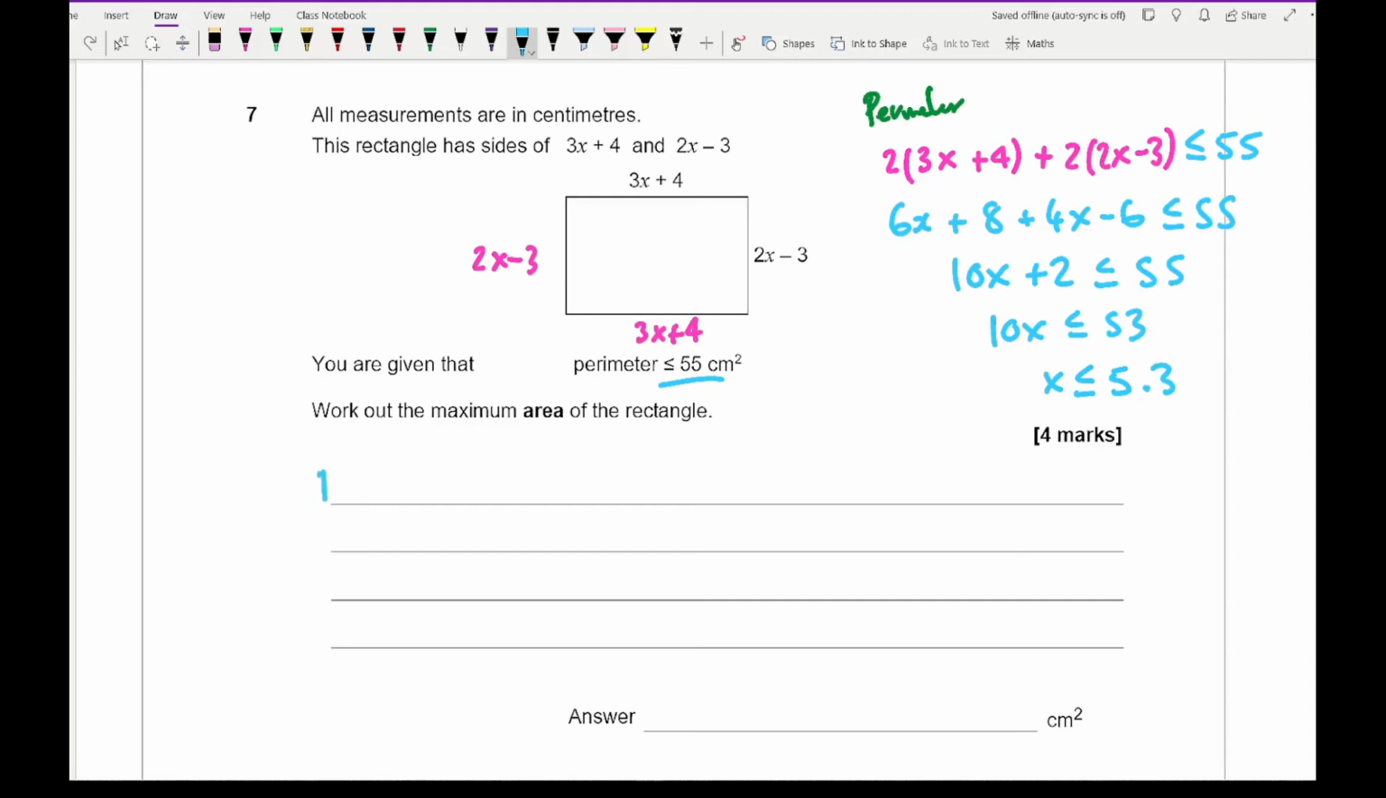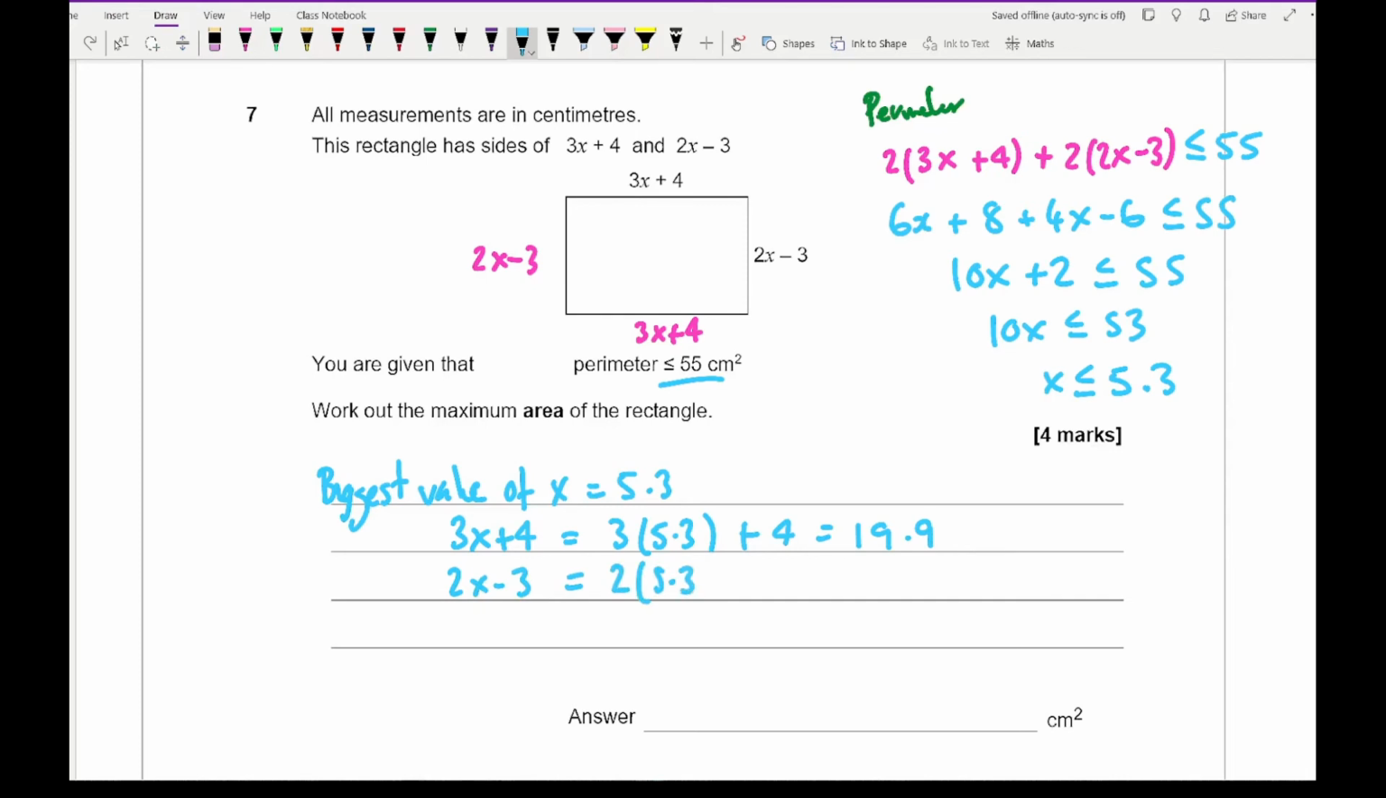So let me just write that down. So the biggest value of x equals 5.3. Now, if the greatest value of x is going to be 5.3, that means one side, so 3x plus 4, is going to be 3 lots of 5.3 plus 4, which gives me an answer of 19.9. And if I substitute 5.3 into 2x minus 3, I get a value of 7.6. Now, if I multiply those two measurements together, I get a maximum area of 151.24.